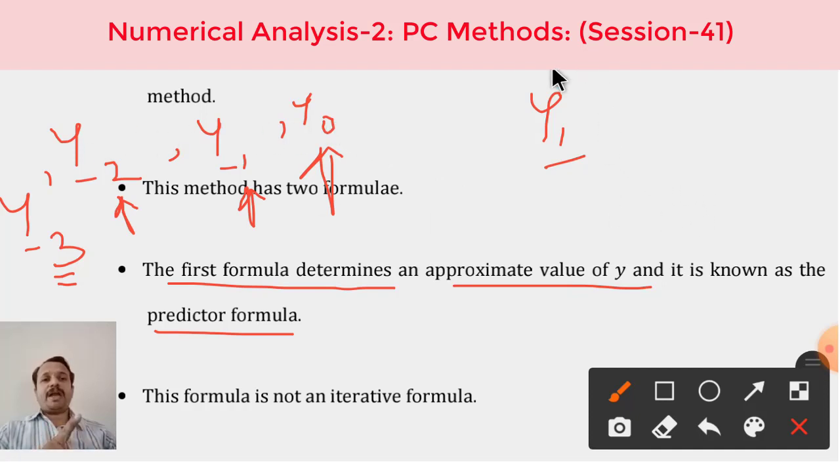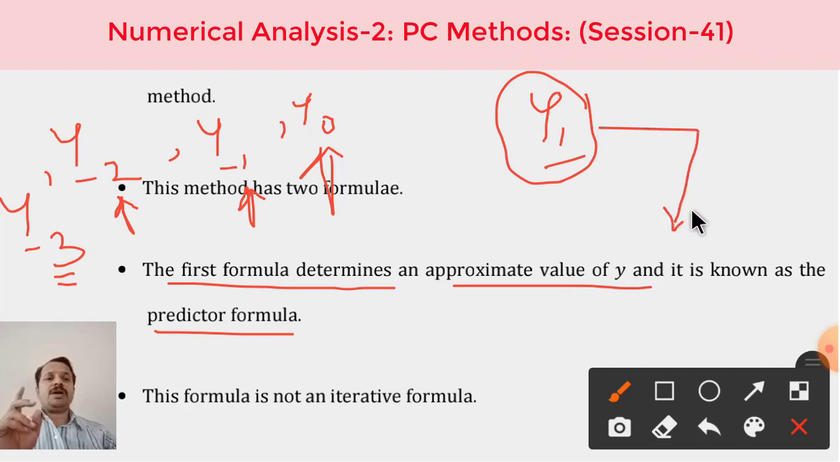Now, in order to compute the value of y1, we have two formulae. One is the predictor formula and the other is the corrector formula. The predictor formula is the basic formula which gives us the basic initial approximation to the desired unknown. That is, y1 is the desired unknown, y at x1. Some basic initial approximation is required, and that will be obtained from the predictor formula.